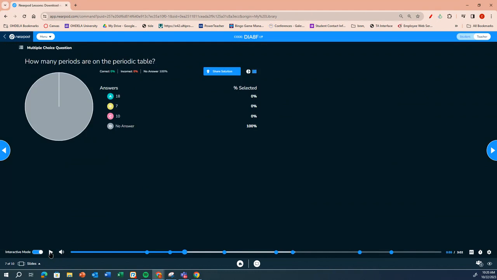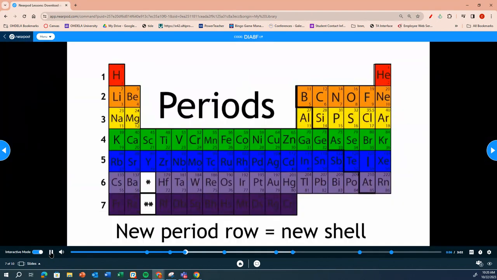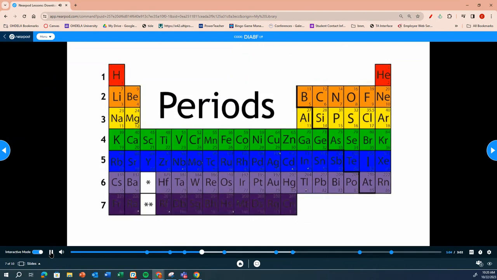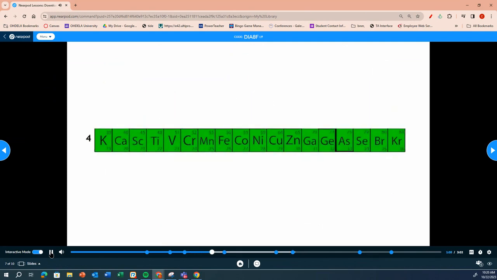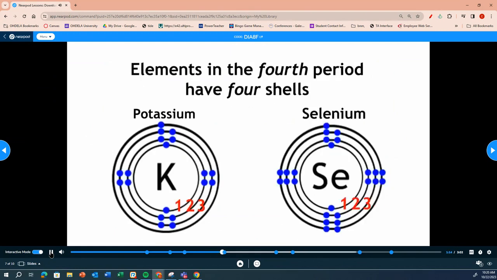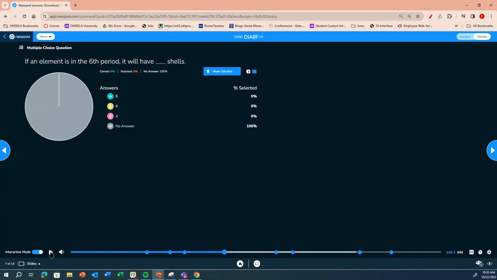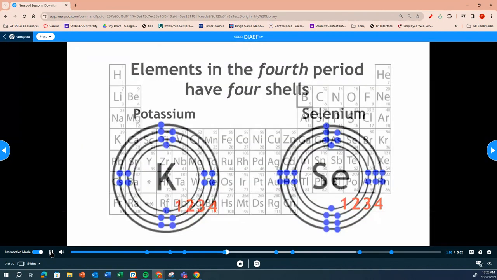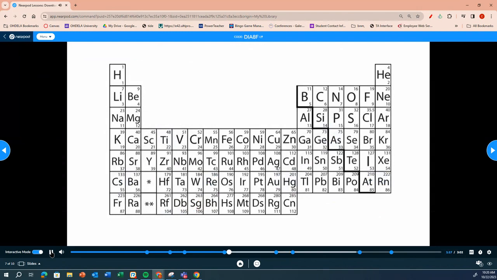So how many periods are there on the periodic table? There are 7. Hydrogen is in the first period. It has 1 shell. Potassium is in the fourth period and has 4 energy shells, as do all the other elements in this period. If the element is in the sixth period, how many shells does it have? It has 6.